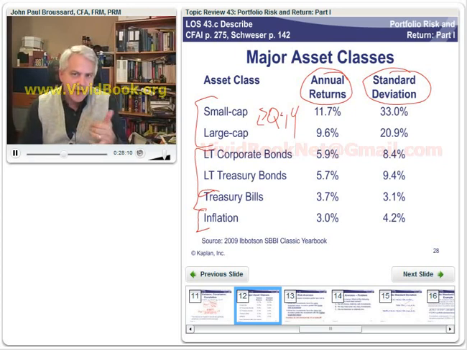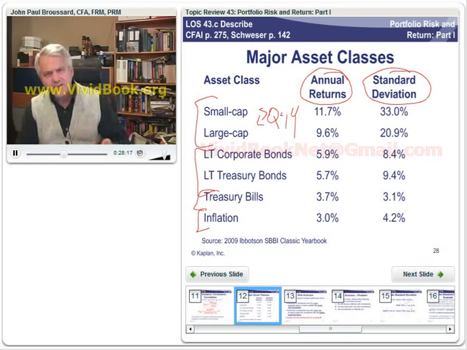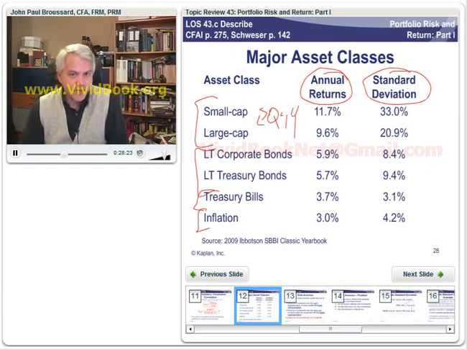The higher the return you get, the higher the reward, the more risk you have to take to get there. Technically, risk drives return, not the other way around, and we'll see that later in a slide, and we will also see that in spades when we get into part 2 of this topic area.